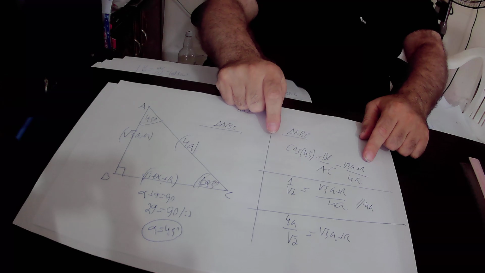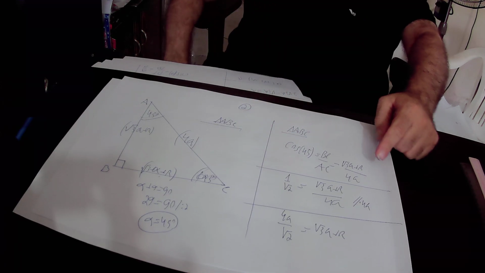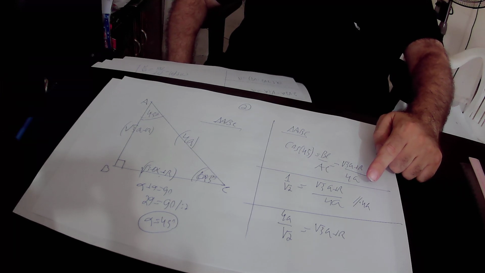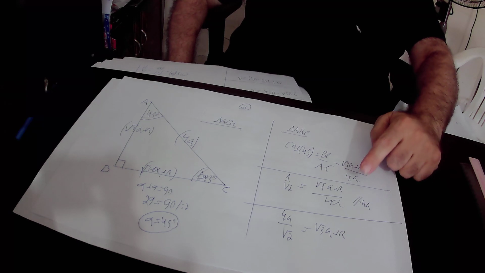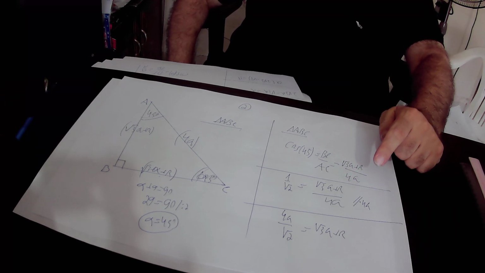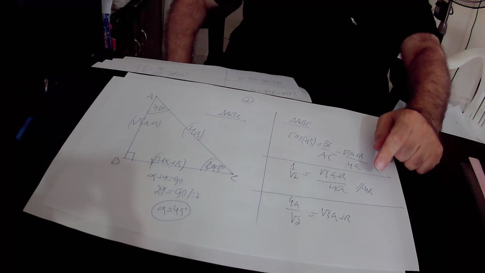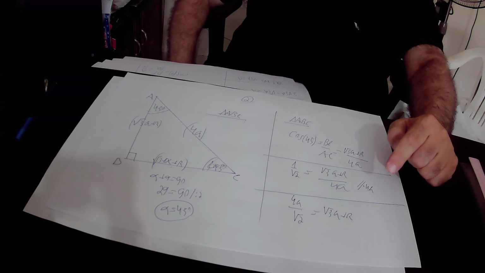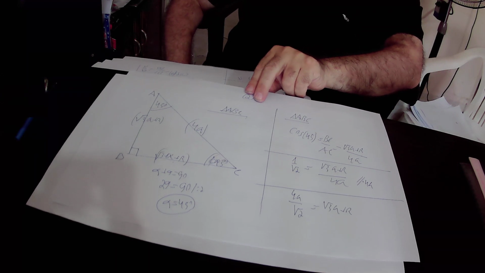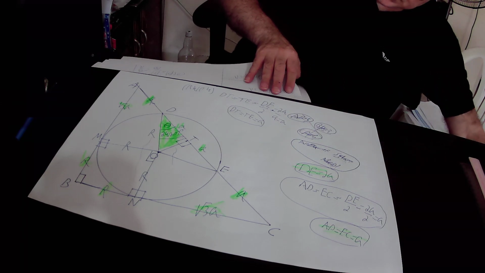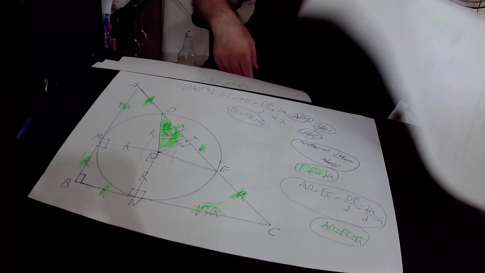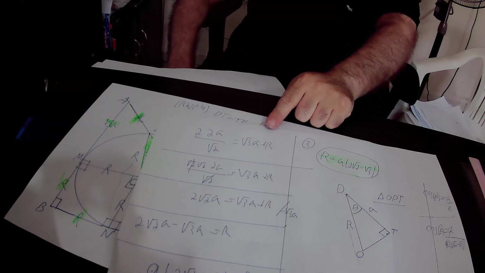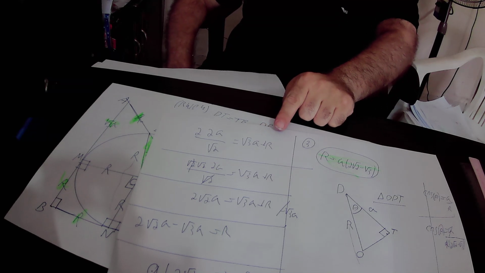So in conclusion, we found that 1 over square root of 2 equals square root of 3 times A plus R over 4A. Here we multiplied this equation by 4A and found that 4A over square root of 2 equals square root of 3 times A plus R. Here we substituted 4 by 2 times 2 and found that 2 times 2A over square root of 2 equals square root of 3 times A plus R.